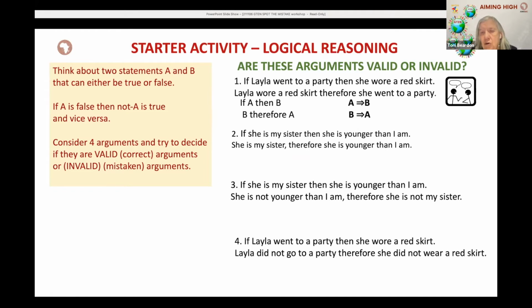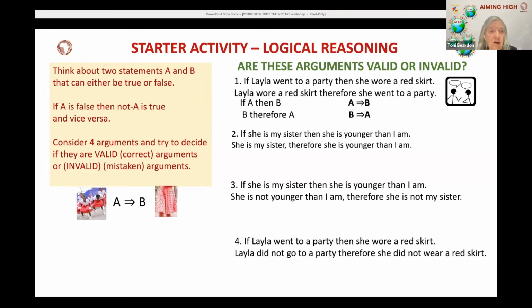So in the sort of mathematical notation, we say if A, then B, and A is Layla going to the party, and B is about the red skirt, and that equal sign with an arrow on it, that means implies. So if A is true, then B is true, is what that symbol means. Okay, so we've got a little bit of logical notation here.